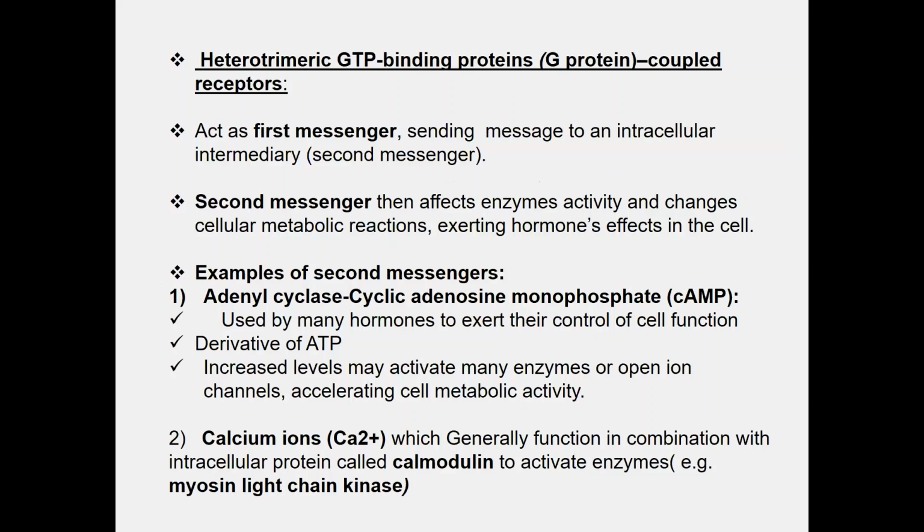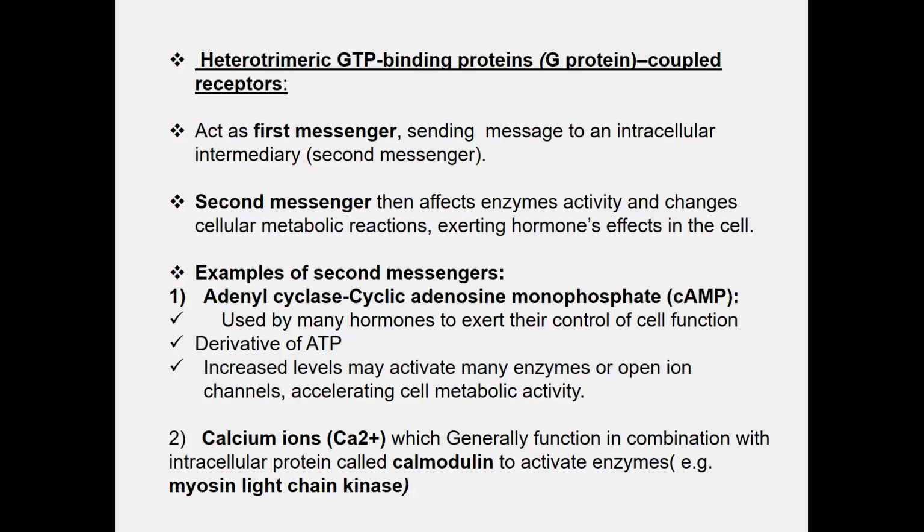The second type of hormone receptors is the heterotrimeric GTP binding protein, or the G protein coupled receptors. The G protein coupled receptor is the major type of hormone receptors in our body. In the G protein coupled receptors, the G protein acts as a first messenger, which will send messages to the intracellular secondary messenger molecules. Now, the second messenger will activate other proteins or other enzymes to achieve the final outcome or the physiological effect needed or required.